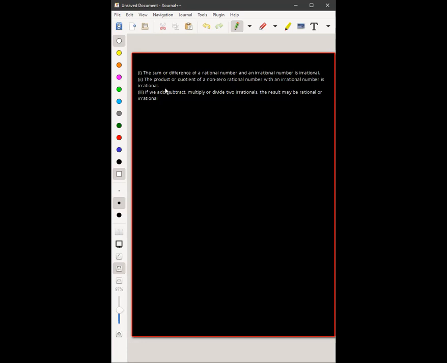So can you explain this? 2 into root 5. 2 is rational, root 5 is irrational. So 2 root 5, which is again irrational. Same thing, right?